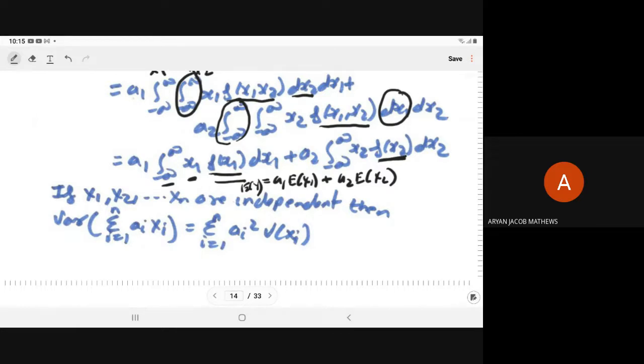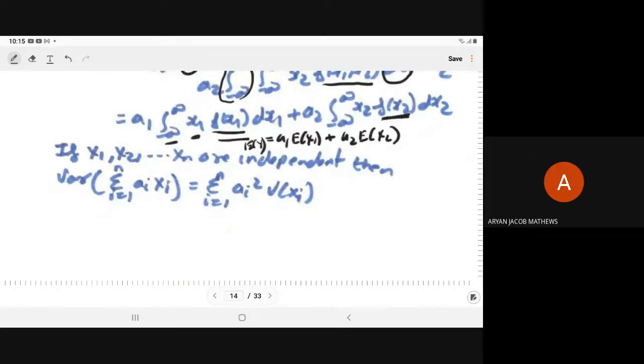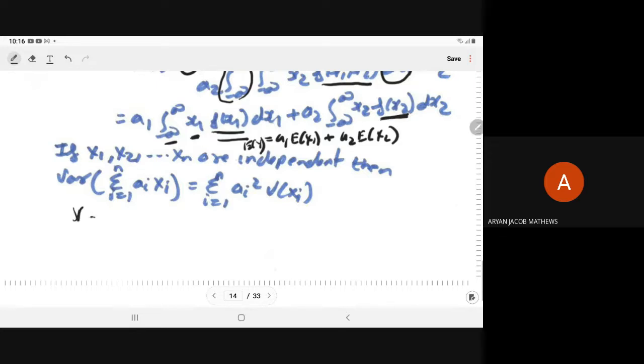Similarly, if x1, x2, ..., xn are independent, then the variance of the linear combination is the summation of ai square and the variance of the individual random variable. So if we have the variance of a1 x1 plus a2 x2, this will give you a1 square variance of x1 plus a2 square variance of x2.